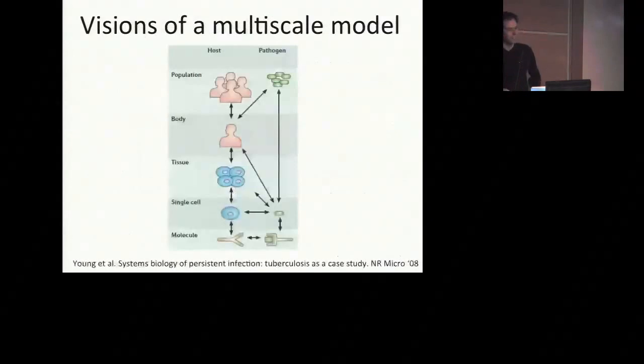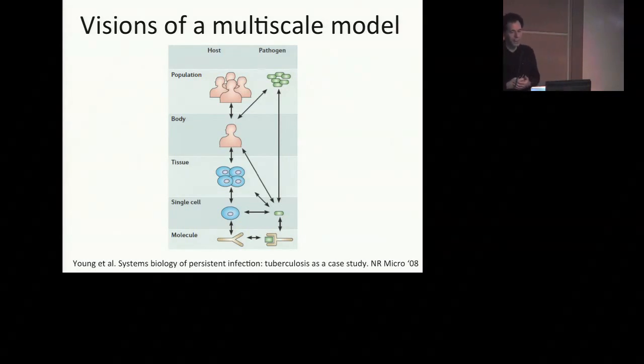So this is my vision for what I want to do in the long run, again using the example of tuberculosis, but you could do this with any pathogen, really. There are so many different things to model. There's the molecule itself that is going to affect the pathogen, so it could be a drug molecule. Then what happens at the level of a single cell? What happens at the level of a tissue? What happens at the level of an entire host? And then what happens at the level of an entire population?